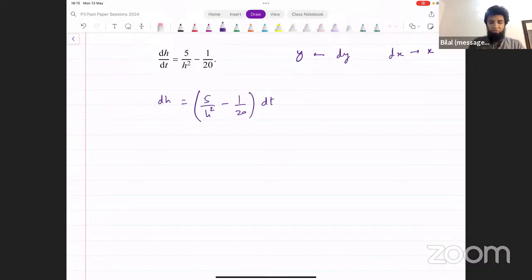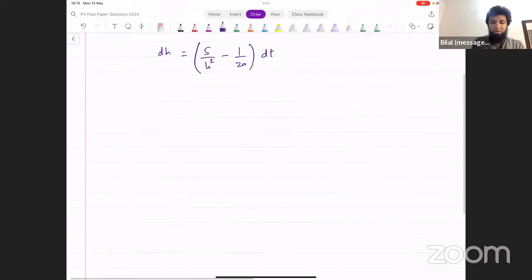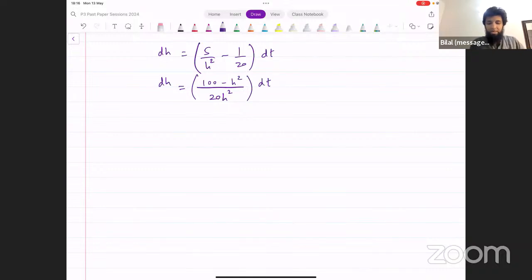Now, the way to do that here would be that you would take LCM on the right side first. Okay, take LCM on the right side. What does that become? In the denominator, you have 20h squared. Then the numerator gets multiplied by 5, and that gives you 100 minus h squared whole times dt. And now you take this whole thing to the left side. You can't isolate this and take it to the left side. You have to take this whole fraction to the left side now.